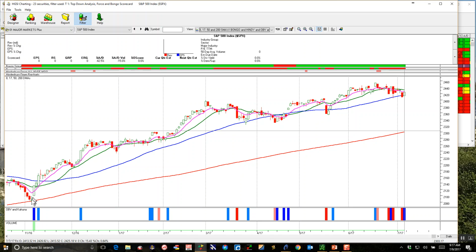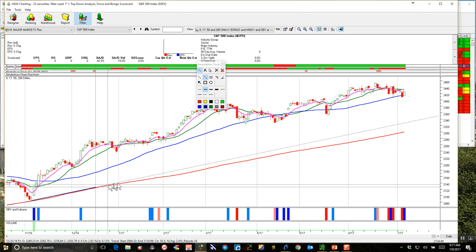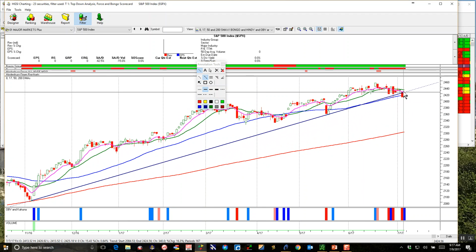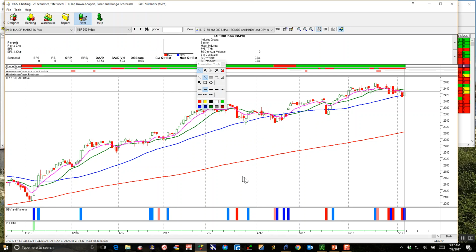I'm in a clear uptrend off of this low at the election. In fact, if I look at where the market closed here to where the market closed on Friday, we are up 16% in 167 days. Not too shabby of a market. Clear lower left, upper right.